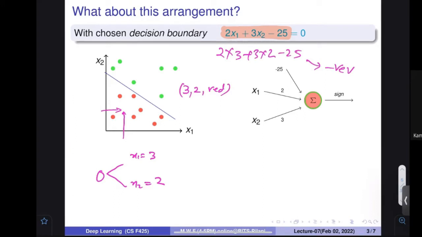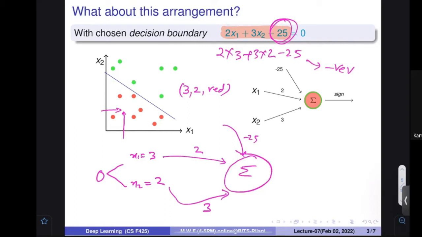If you understand this, can I say that this value, that is 3, is multiplied by something called 2, and this value is multiplied by something called 3, and then there is some other value, this particular part, that is minus 25, and you are going to find the summation of all these quantities. You subtract this particular value, and out of that you are going to see what is the sign of that particular quantity.